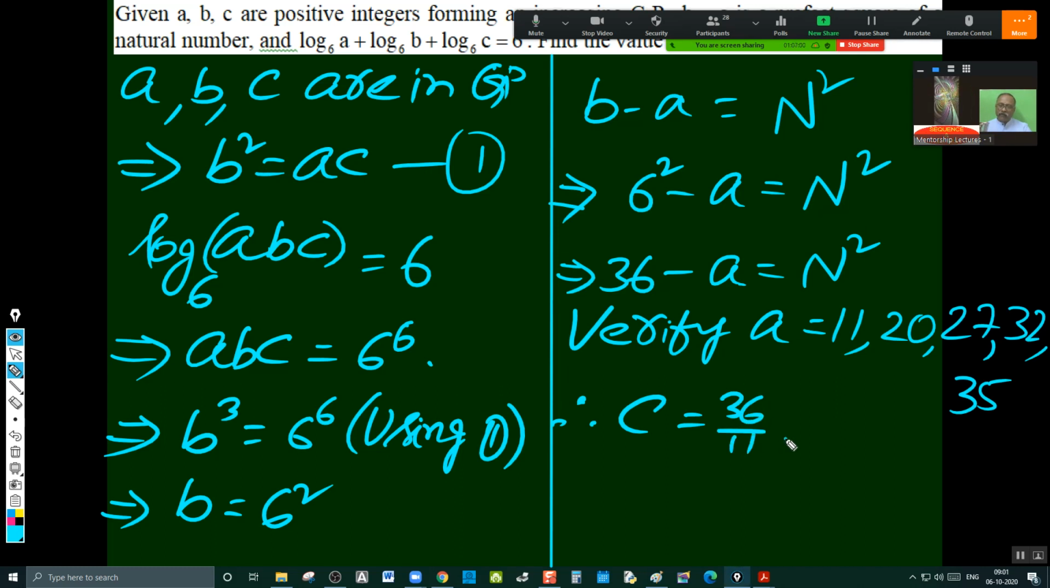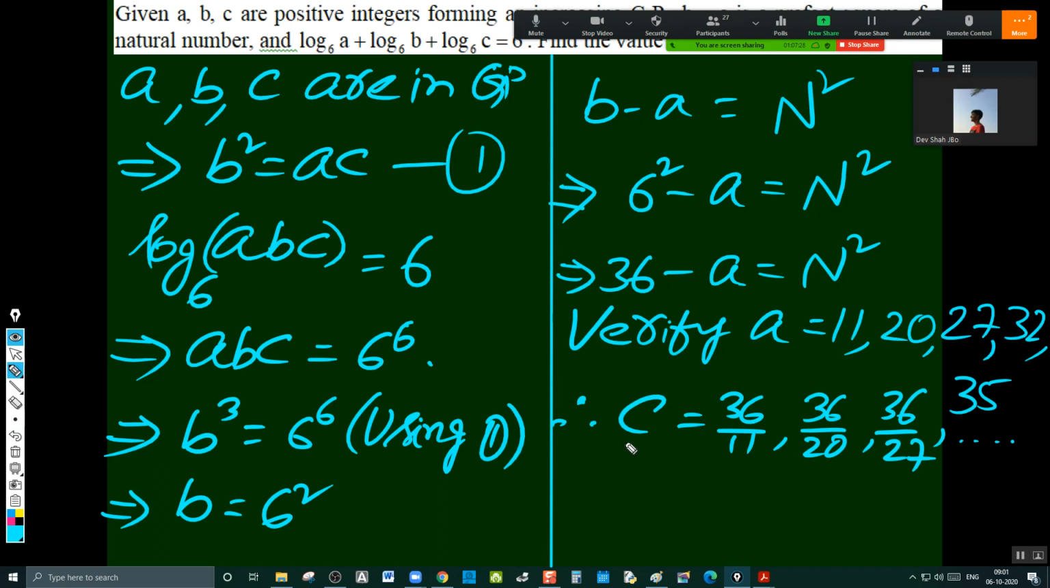36 by 11, 20 by 20, नहीं 36 by 20, और ये हो जाता है 36 by 27, एटसेट्रा. ये पहले ये 3 देख लेंगे.